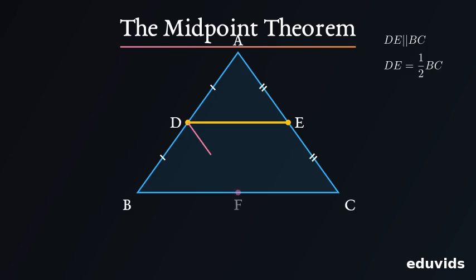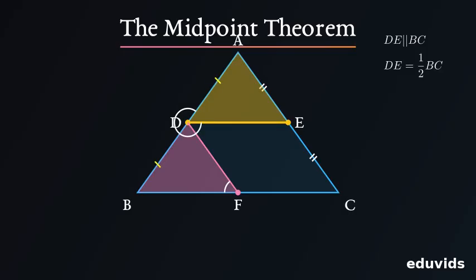To prove this, draw triangle ABC. Mark D and E. Then construct a line through D parallel to AC meeting BC at F. Now focus on triangles ADE and DFB. Angle ADE equals angle DFB because they are corresponding angles formed by the parallel lines.